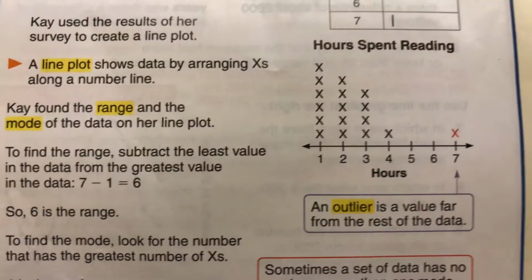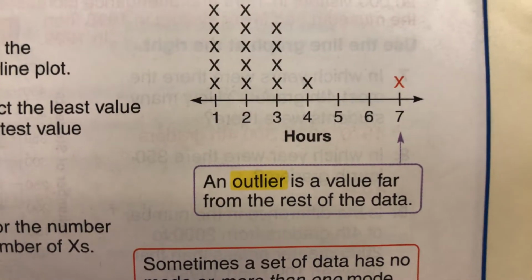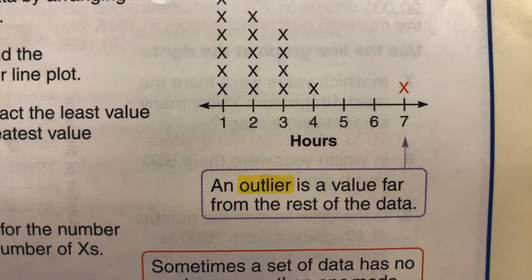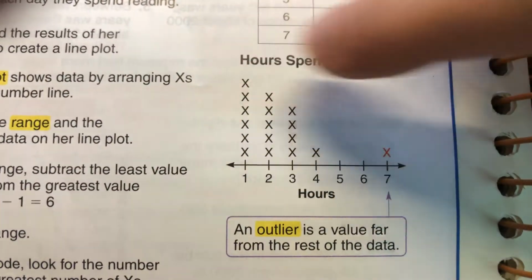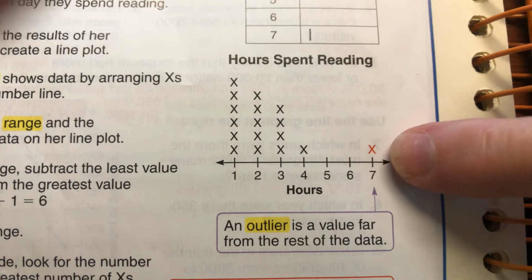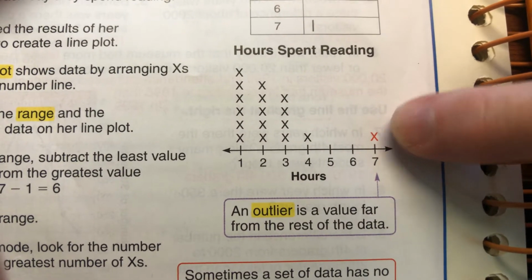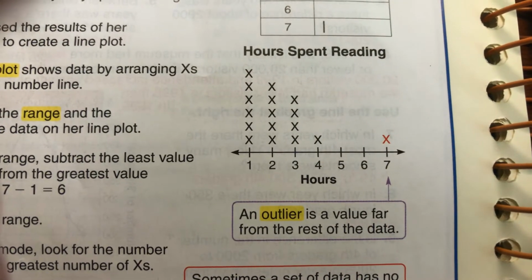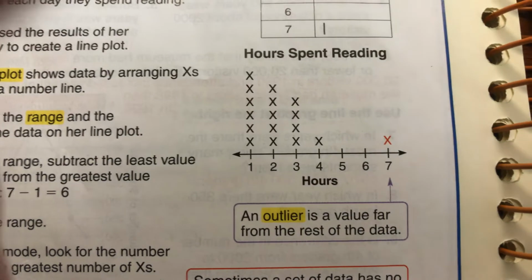Okay? Now, you get something called an outlier, like number 7. When most of your answers are all grouped somewhat near each other, and then you get one that's way off here in right field, in this case, that's an outlier.